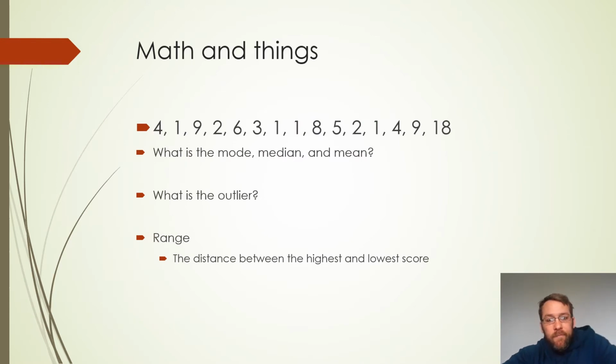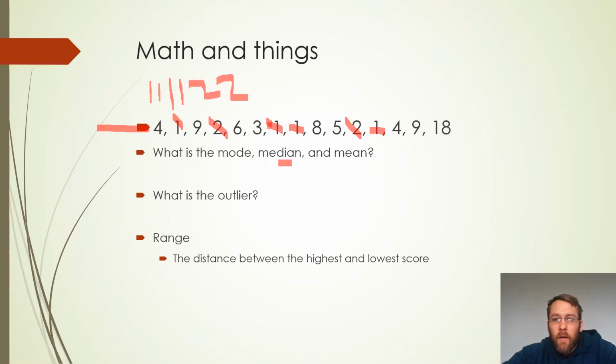All right, so for this set of numbers, the first thing I recommend for any set of numbers you get is to put everything in order. Because if you don't put anything in order, it's really, really difficult. So in order to find the mode, the median and the mean, we're going to first put these things in order. I have 4 number ones, then I have 2 twos.